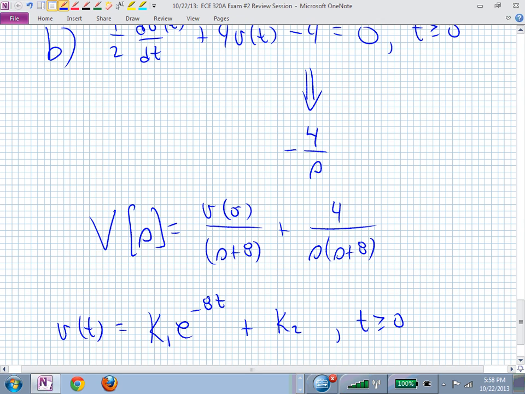And if I said, what's the final value of v of t in this particular problem, what would you tell me? It's k2, right? Not k9, so you don't have to worry about it being a dog, but it's k2.